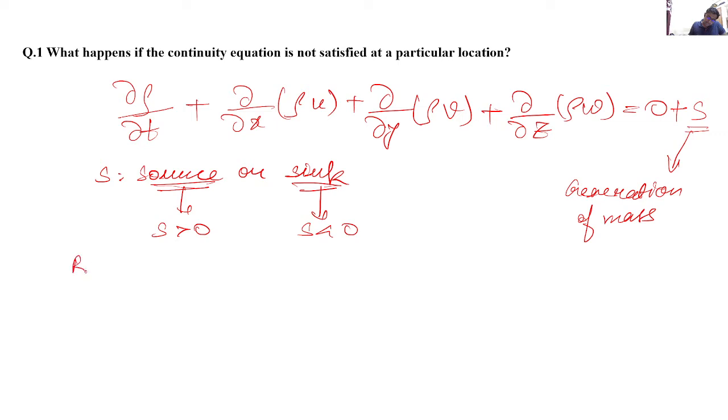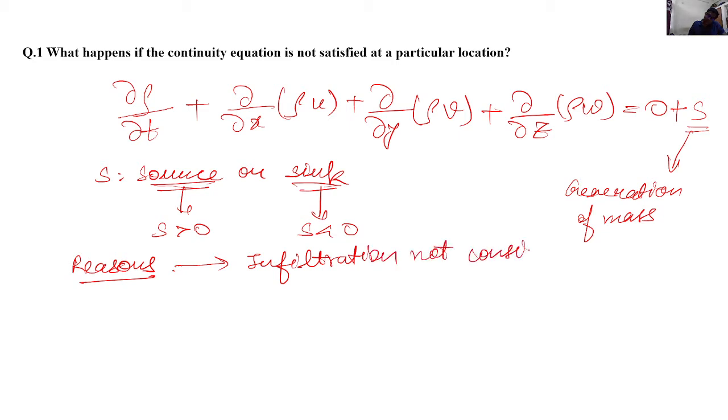So the possible reasons why the source or sink may not be considered may be, number one, infiltration may not be considered well. Infiltration, you might know from your soil mechanics or probably irrigation engineering classes, is the science of flow of water into the soil. So that may be neglected completely, and that is why we might be getting an invalid continuity equation expression.